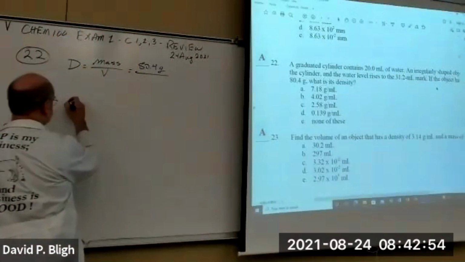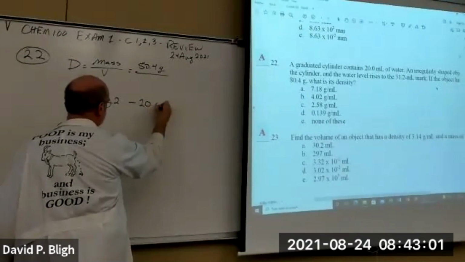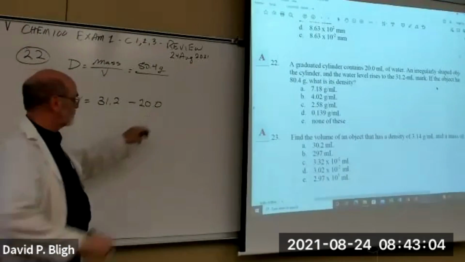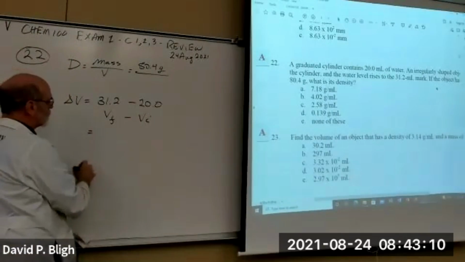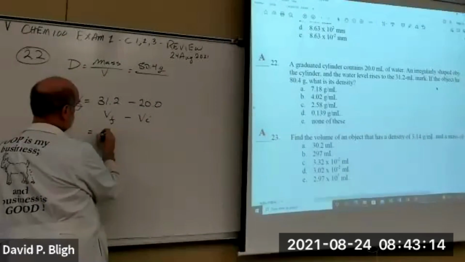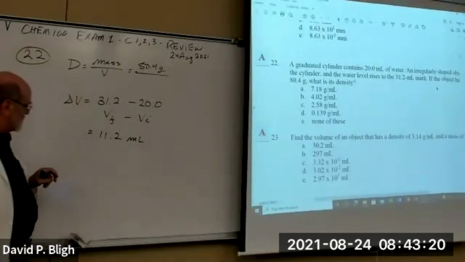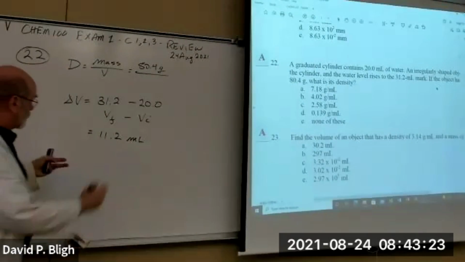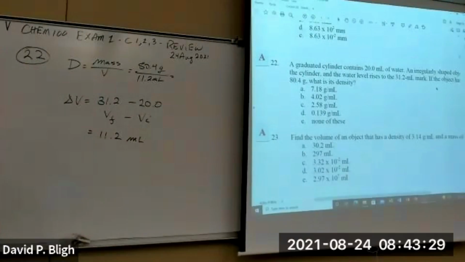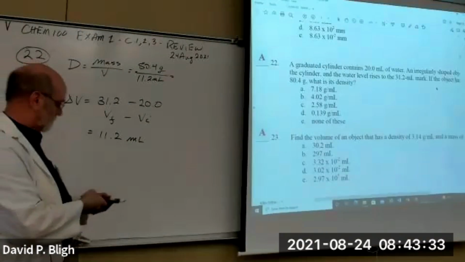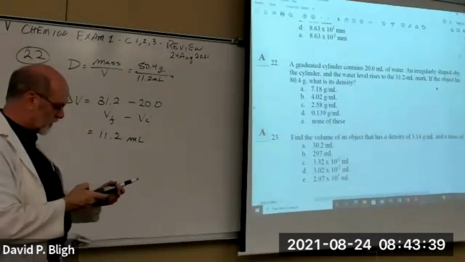So you would need something besides water, right? You could use oil and measure the volume in oil because sodium won't react with oil. But in this case, the object caused the volume of water to go from 20 to 31.2. So the change in volume is 31.2 minus 20, right? The final minus the initial. And that value is, let's see, 11.2 milliliters. Yep. Okay, so now we know the volume. That's the hard part. Now you just crunch numbers. So I get 7.17857.